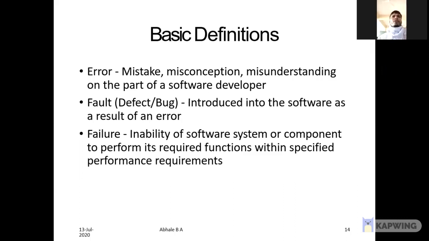And the third one is your failure: the inability of a software system or component to perform its required function within a specified performance requirement. That will lead to the failure. So how does failure occur? Suppose you have developed software for an example, 2 plus 2. The result should be 4, but your result is coming 6. This is the inability of your software to perform the function, because of which it will lead to the failure. So that is called a failure.